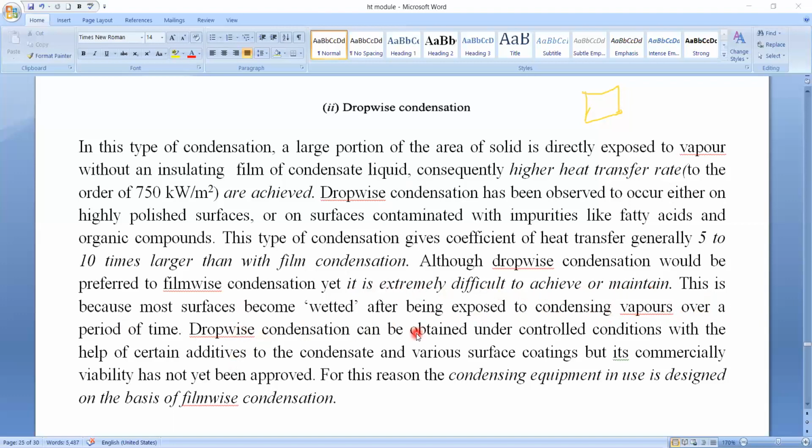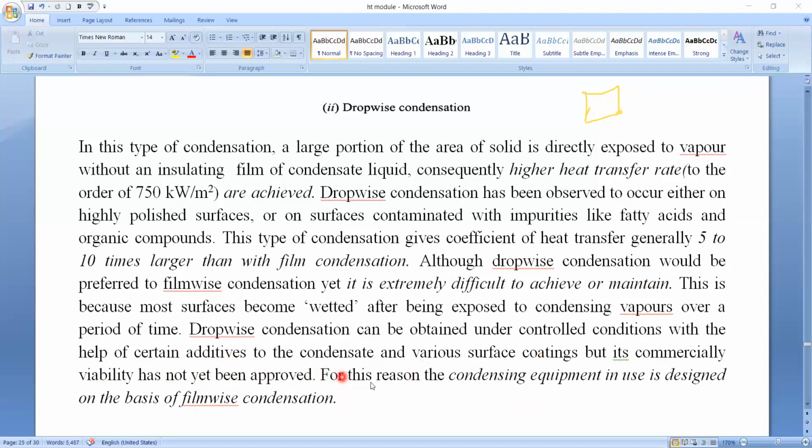Dropwise condensation can be obtained under controlled conditions, with the help of certain additives to the condensate and various surface coatings, but its commercial viability has not yet been proven. For this reason, the condensing equipment in use is designed on the basis of film-wise condensation. Okay, now dropwise condensation can be attained by using some additives to the condensate, but it's very difficult to attain dropwise condensation for a long period of time.